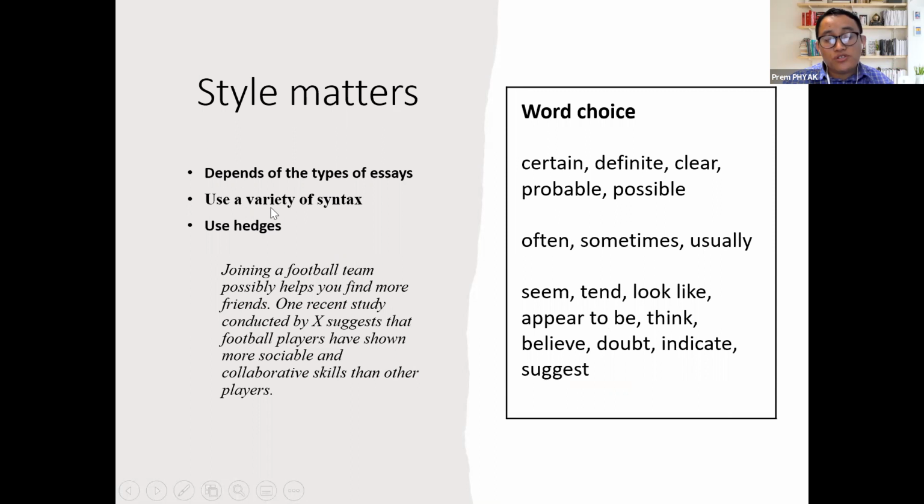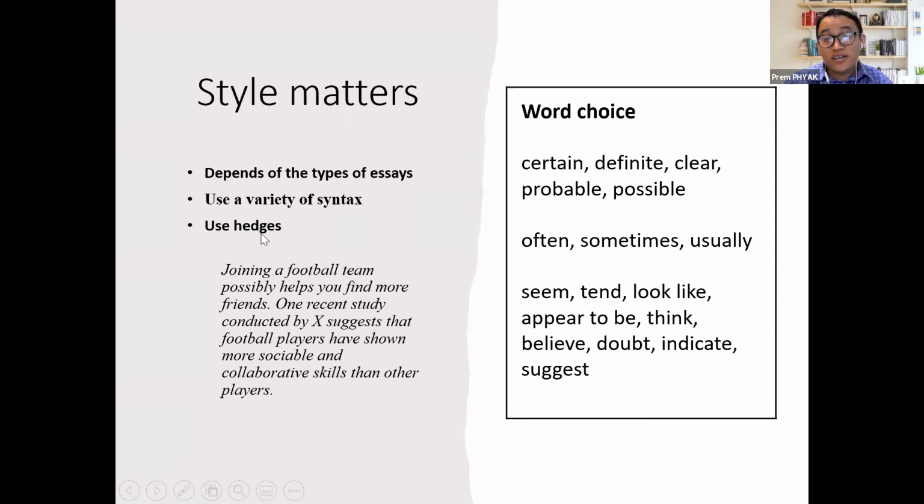So also use a variety of syntax, right? Don't use just one kind of simple sentence. Sometimes mix simple sentences with complex sentences, and there should be varieties, right? You can practice it, and I find it really useful myself. Sometimes I use a really complex sentence followed by a simple sentence and try to again play with the sentence, make it more complex, right? And also don't forget to use hedges, right?